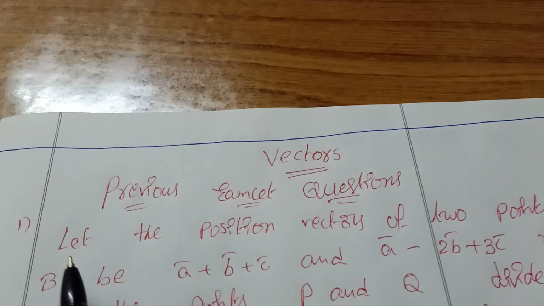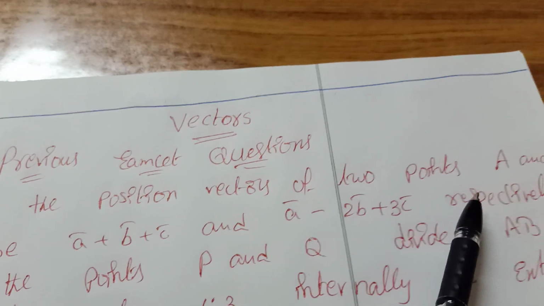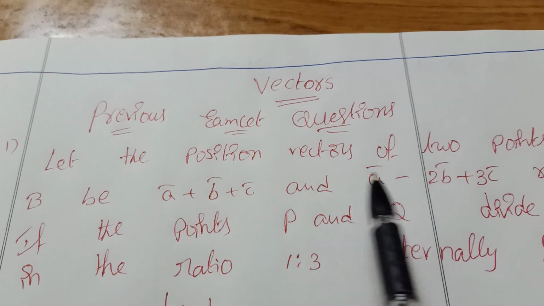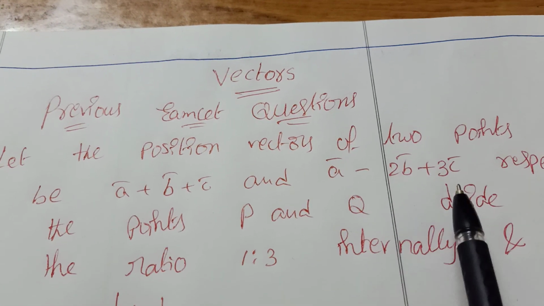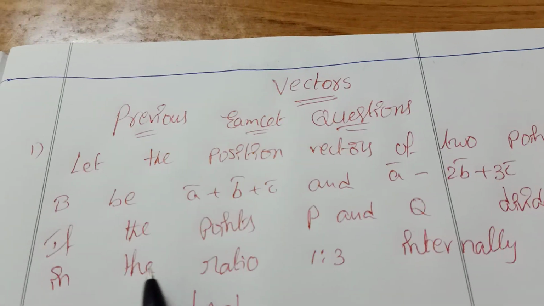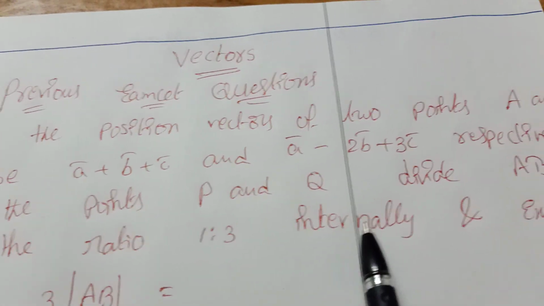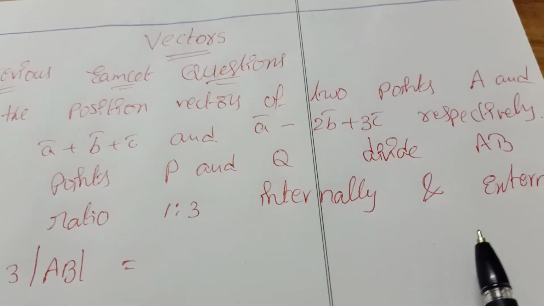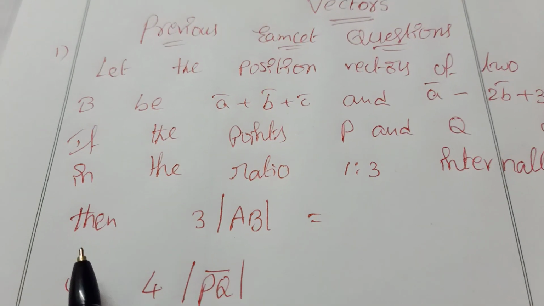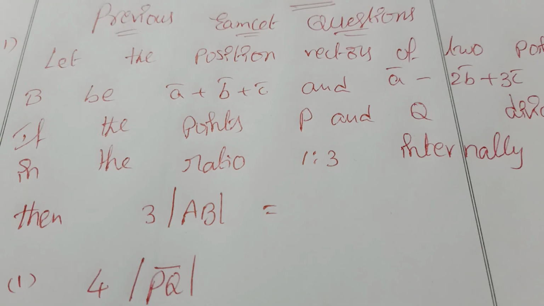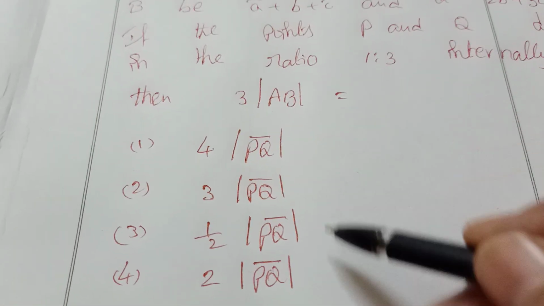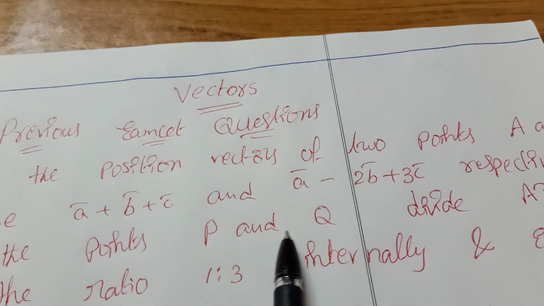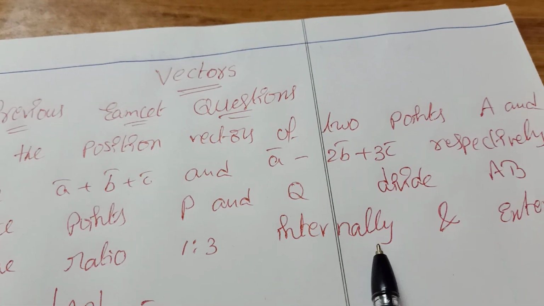Now let us come to the previous question. Let the position vectors of two points A and B be given. A is a bar plus b bar plus c bar, and B is a bar minus 2b bar plus 3c bar. If the points P and Q divide AB in the ratio 1:3 internally and externally, then 3 into AB bar is what? The options are in terms of PQ.